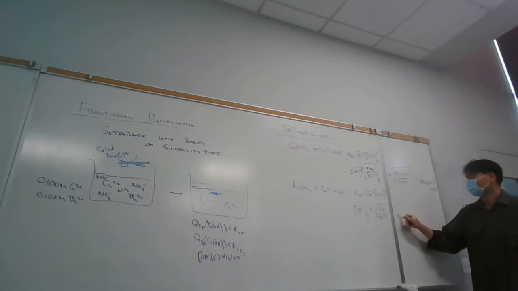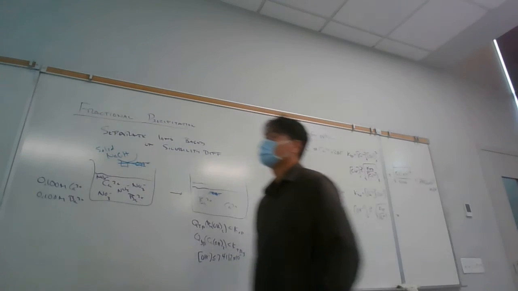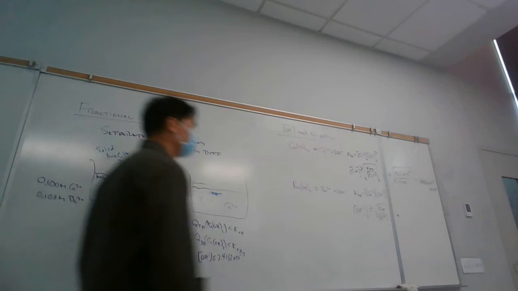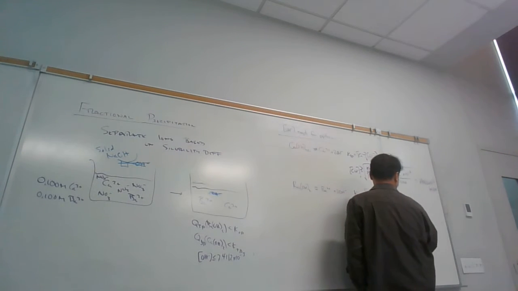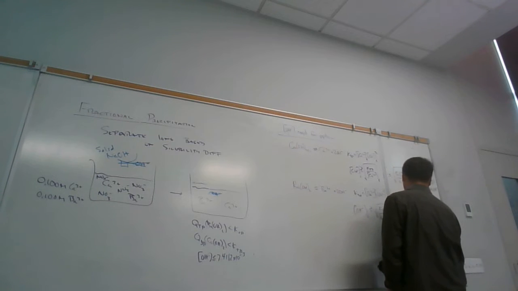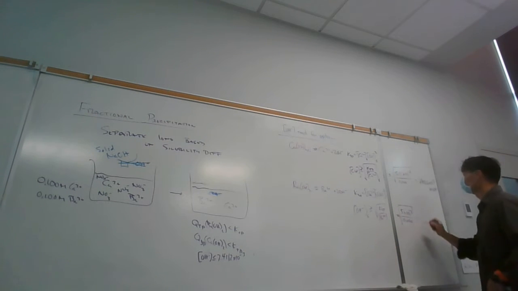Okay, so let's see what that is. The KSP for barium hydroxide is 5 times 10 to the minus 3. Plug that in here: 5 times 10 to the minus 3 divided by the barium concentration, which was given as 0.100, and we'll take the square root of that.